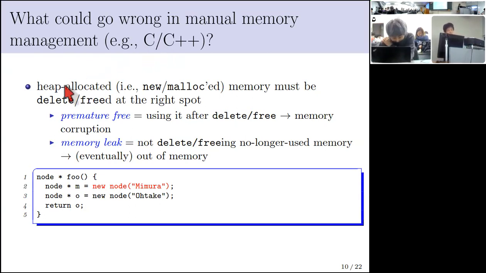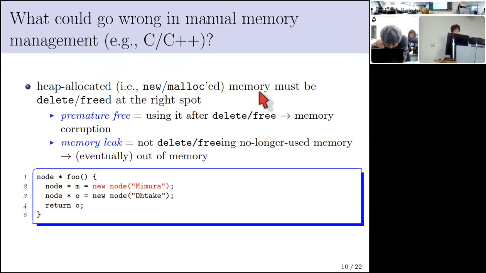So let's first talk about heap allocated memory. Memory blocks you allocate via new or malloc must be deleted or freed by yourself at the right spot. But oftentimes the programmer does it wrong. Doing it wrong means that the programmer either frees a block of memory even though they are going to use it after this, or somehow forgets to free the memory block at all.